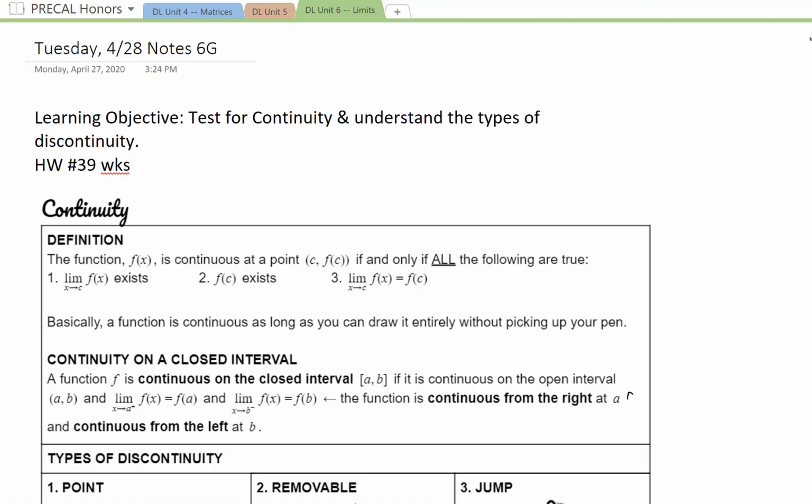Let's talk about the continuity of a function. The function f of x is continuous at a point c, f of c, if and only if all of the following are true. The limit of f of x as x approaches c exists, the actual value of f of c exists, and they happen to be the same. What does it mean to have a continuous function? In basic terms, a function is continuous as long as you can draw it entirely without picking up your pen.